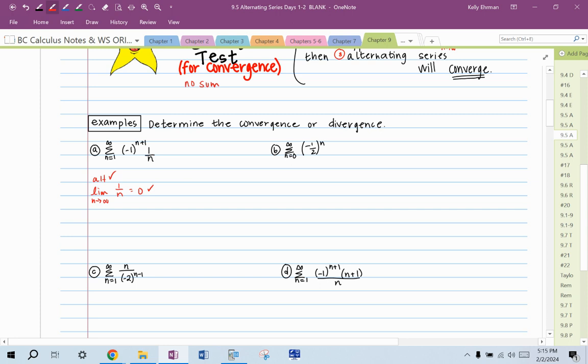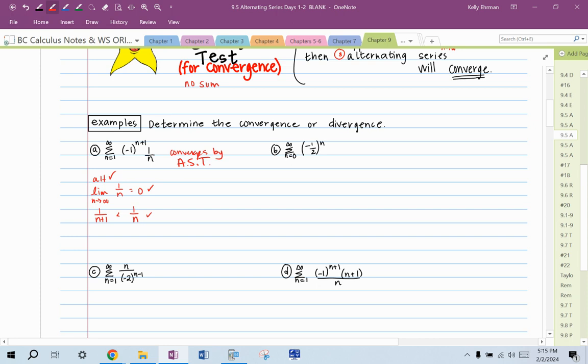And finally, we have to show that these terms are always decreasing. So it is true that 1 over the n plus 1th term, 1 over n plus 1, is less than the nth term, which is 1 over n. So that's true as well. So we've met the three conditions, and we would just say converges by alternating series test.